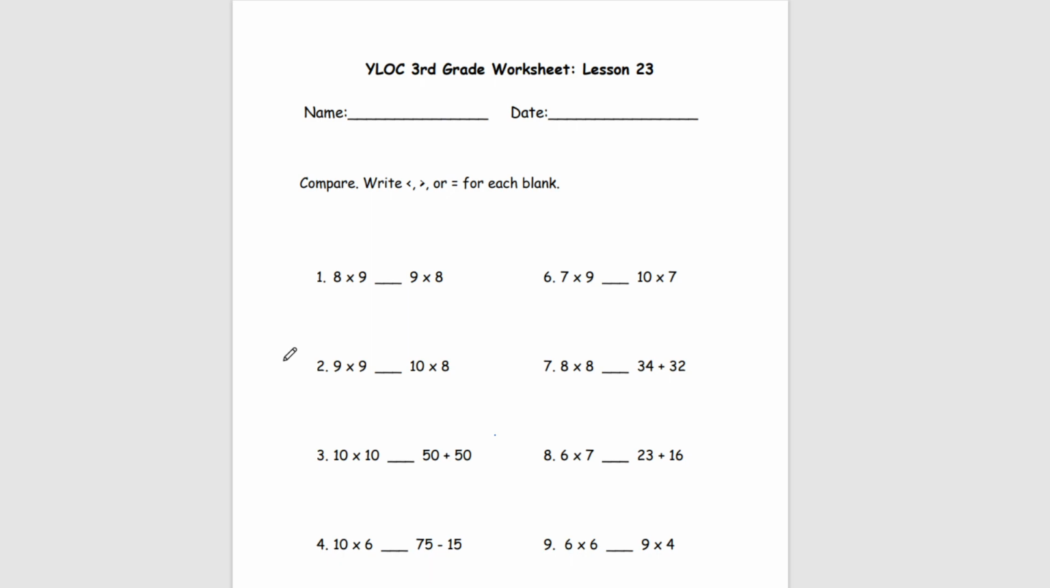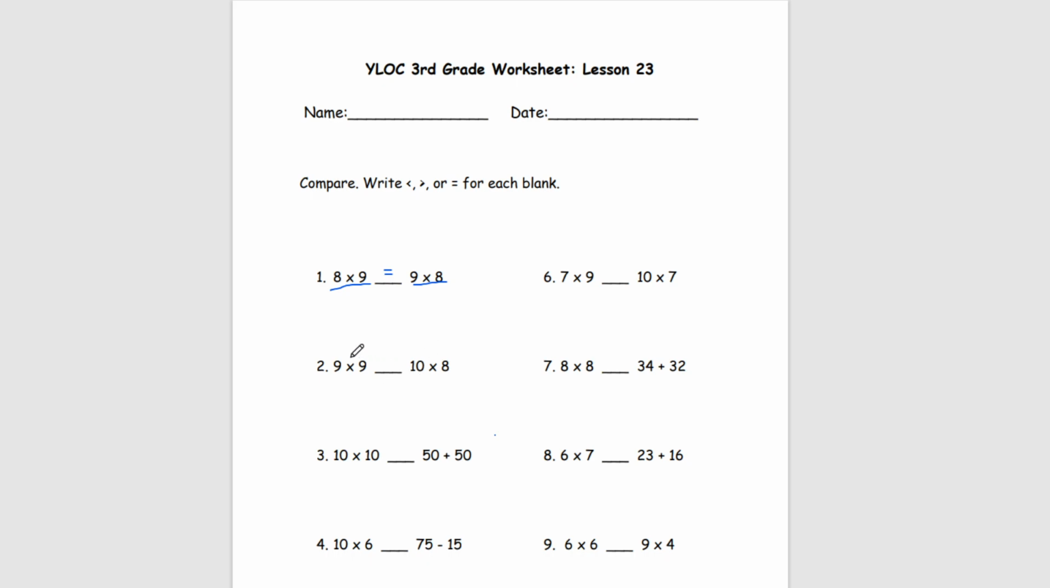Starting with number one, we have 8 times 9 is blank to 9 times 8. To be honest, we don't have to solve this one because we can see that we're multiplying the same two numbers on each side, meaning it's going to be equal. There's no other answer. It's going to be equal if they're multiplying the same numbers on each side.